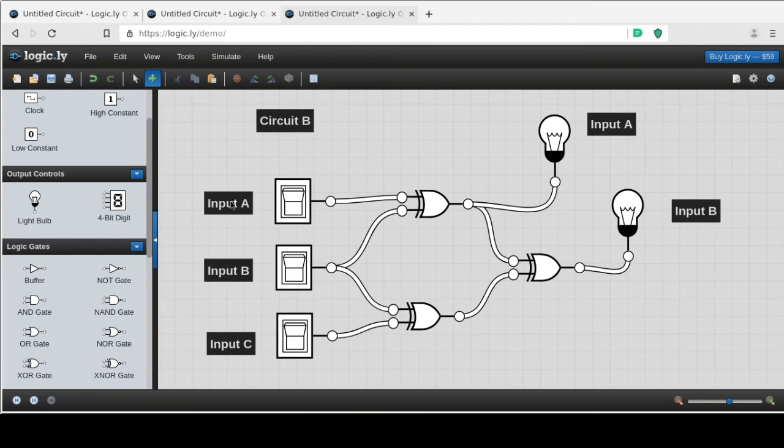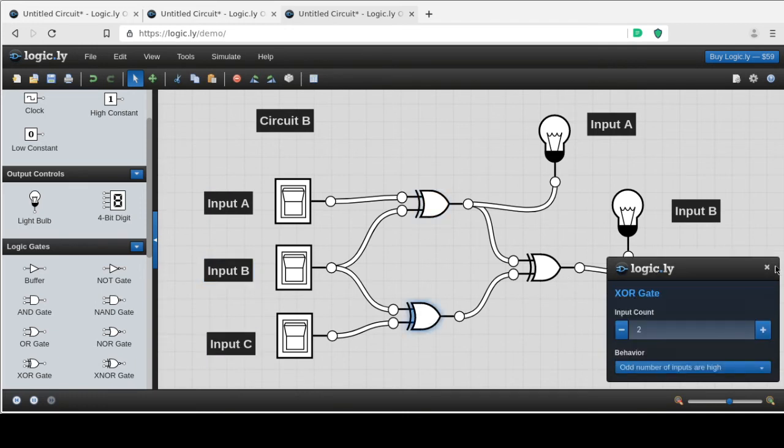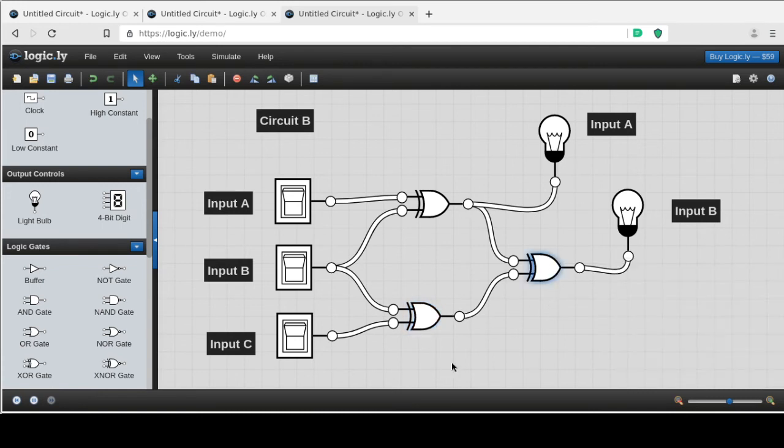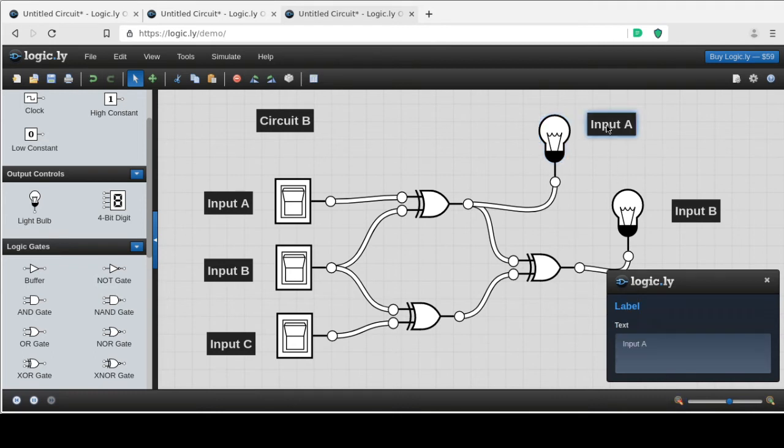Okay, so there are the 3 switches: input A here, input B, and input C. And then it goes through this cascade of gates. And actually what I did was I chose 3 exclusive OR gates. Okay, and there's only 2 outputs there like that. Okay, light bulb A. Oh, I called them input. That should be called actually output. Okay, that's actually output, because the light bulbs are outputs and the switches are inputs.